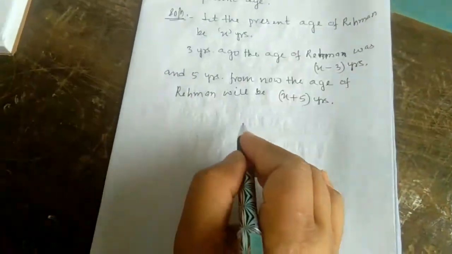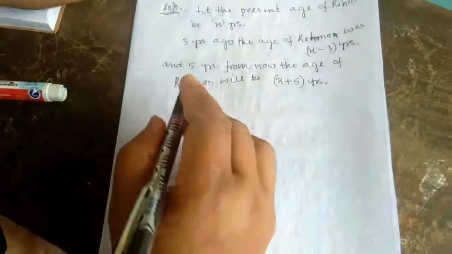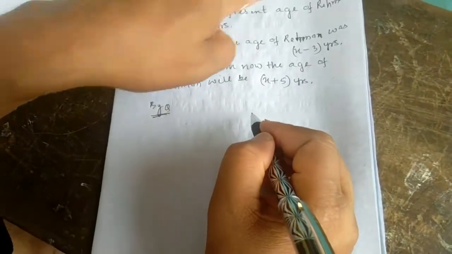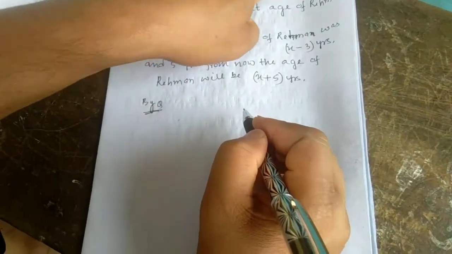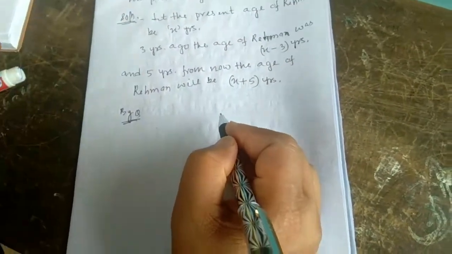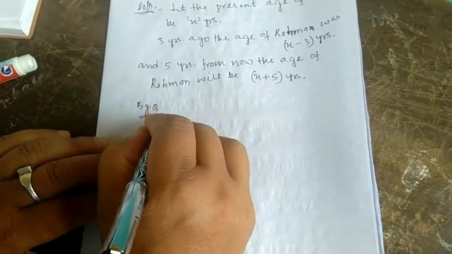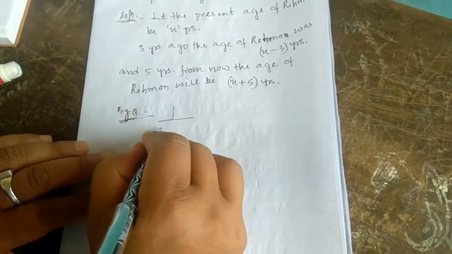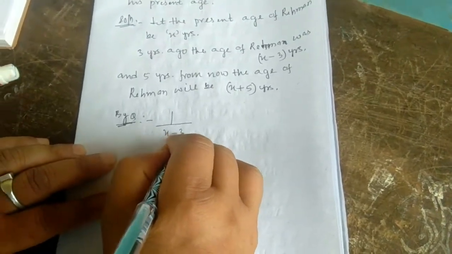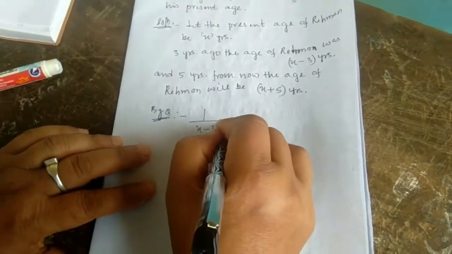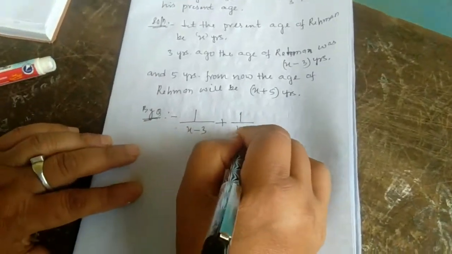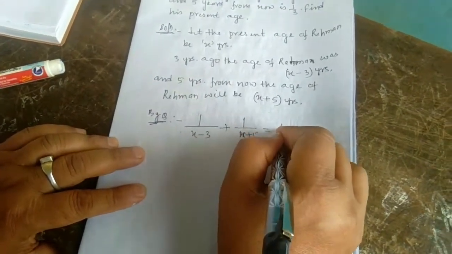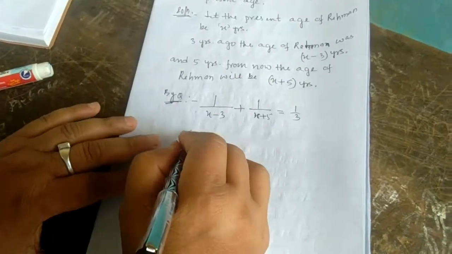Now by question part. It is given the sum of the reciprocals of Rahman's age 3 years ago and 5 years from now. Reciprocal means 1 by that number. The sum of the reciprocals of his age 3 years ago and 5 years from now is equal to 1 by 3. You have to find his present age.